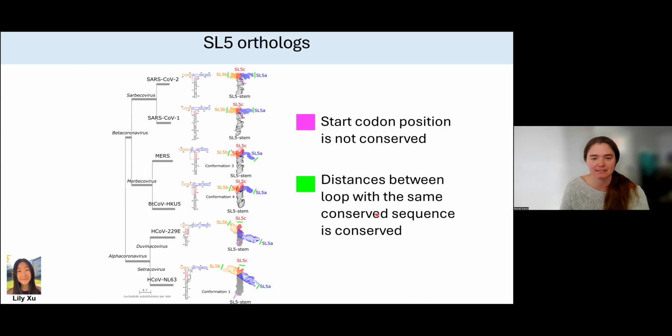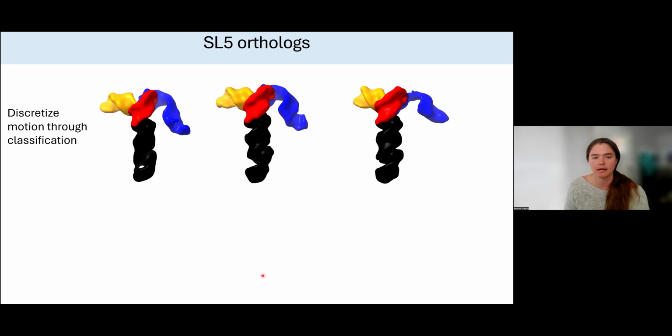But what is conserved is those loops that had that repeat UUC GUU pattern. The distance between them is conserved. So I've just labeled them in these green bars here. And what you can see is generally the distance between the conserved loops seems to be constant. One potential problem with that hypothesis is we did observe motion in a lot of these RNAs.